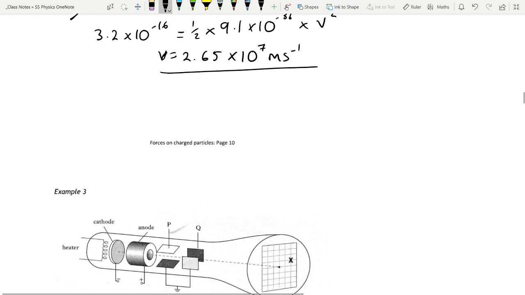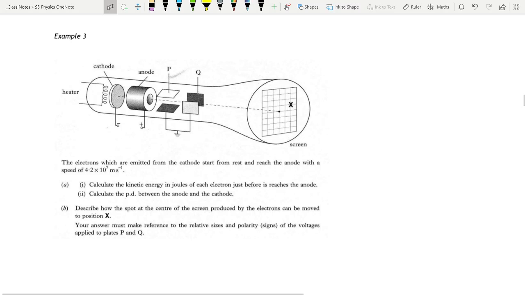Yep, okay. Right, so the electrons which are emitted from the cathode start from rest and reach the anode with a speed of 4.2 times 10 to the 7 meters per second. Okay, so basically what we've got is electrons just here, they're at rest, then they get accelerated towards the anode, okay? And when they reach the anode, they have a speed of 4.2 times 10 to the 7 meters per second. So part A, i says calculate the kinetic energy in joules of each electron just before it reaches the anode. So basically it means as it reaches the anode.